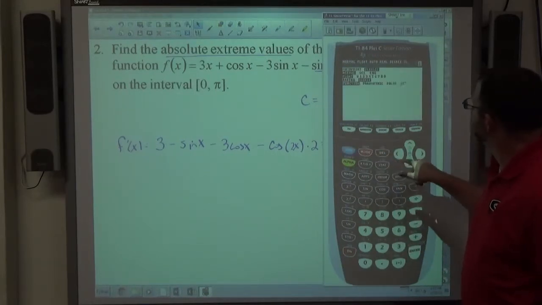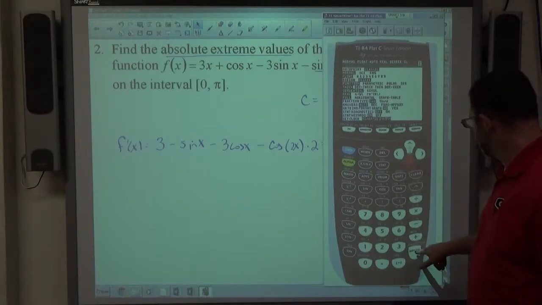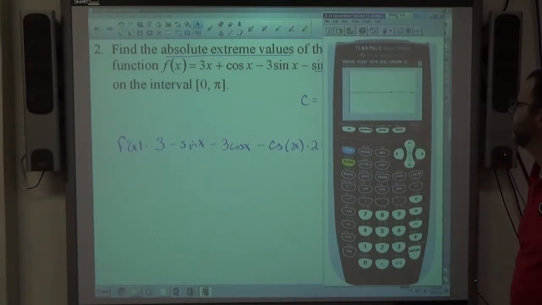So go to mode, make sure we're in radians, not degrees. I'll try graphing again now. There we go. So it crosses at about 0.7 or something like that. Can't tell exactly where, but we'll get that in a minute.